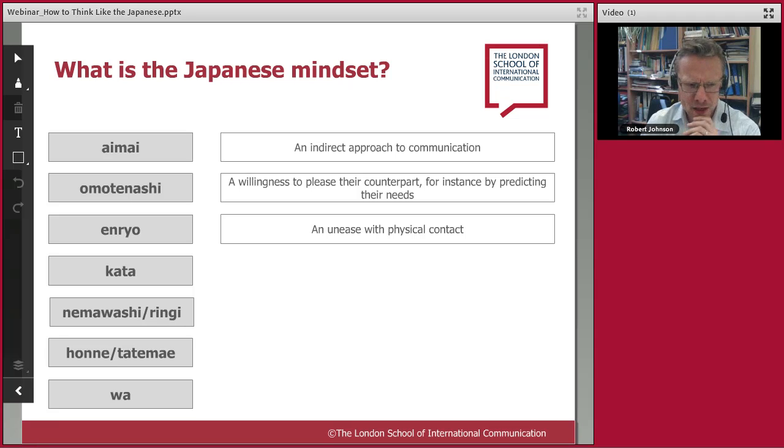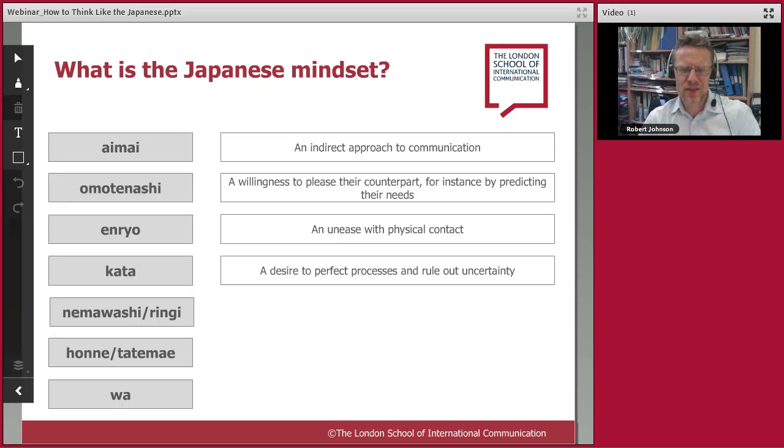And then something very, very important is kata, as you pointed out. I've put this as a desire to perfect processes and rule out uncertainty. You can find this in Japanese approaches to planning, in any approach to doing things, the process orientation, the perfectionism. They're looking to rule out uncertainty, and it comes from many cultural reasons. They will want to perfect things.